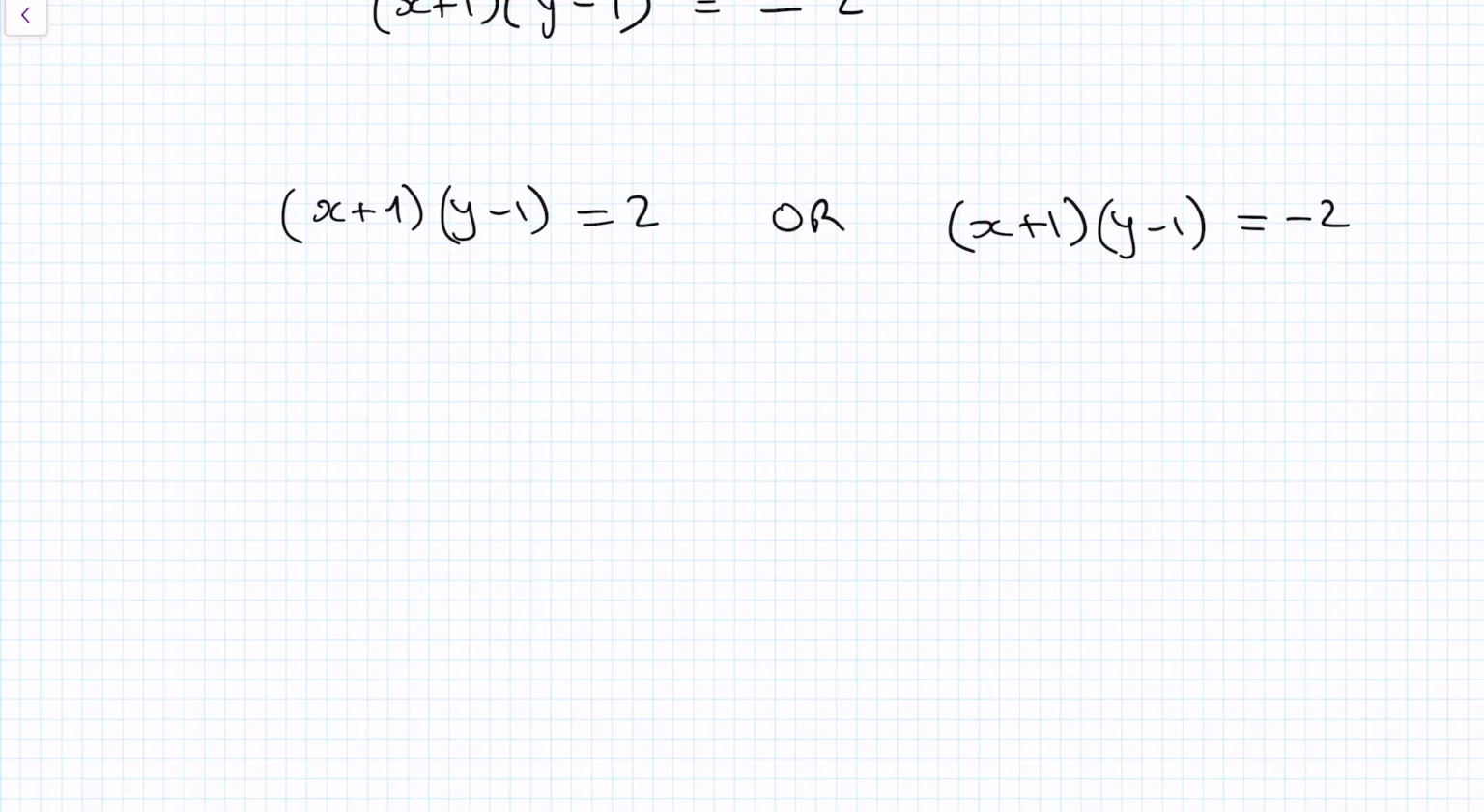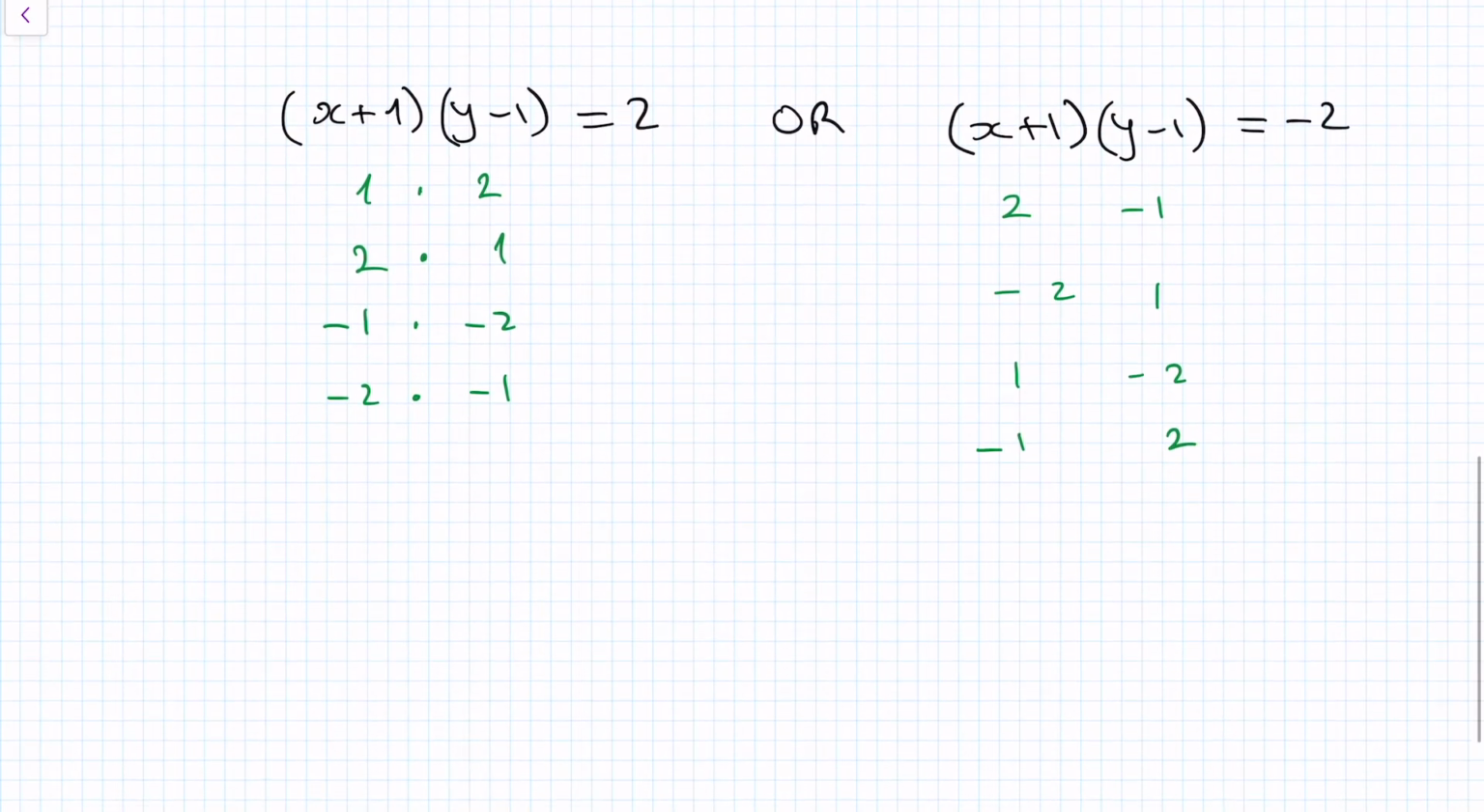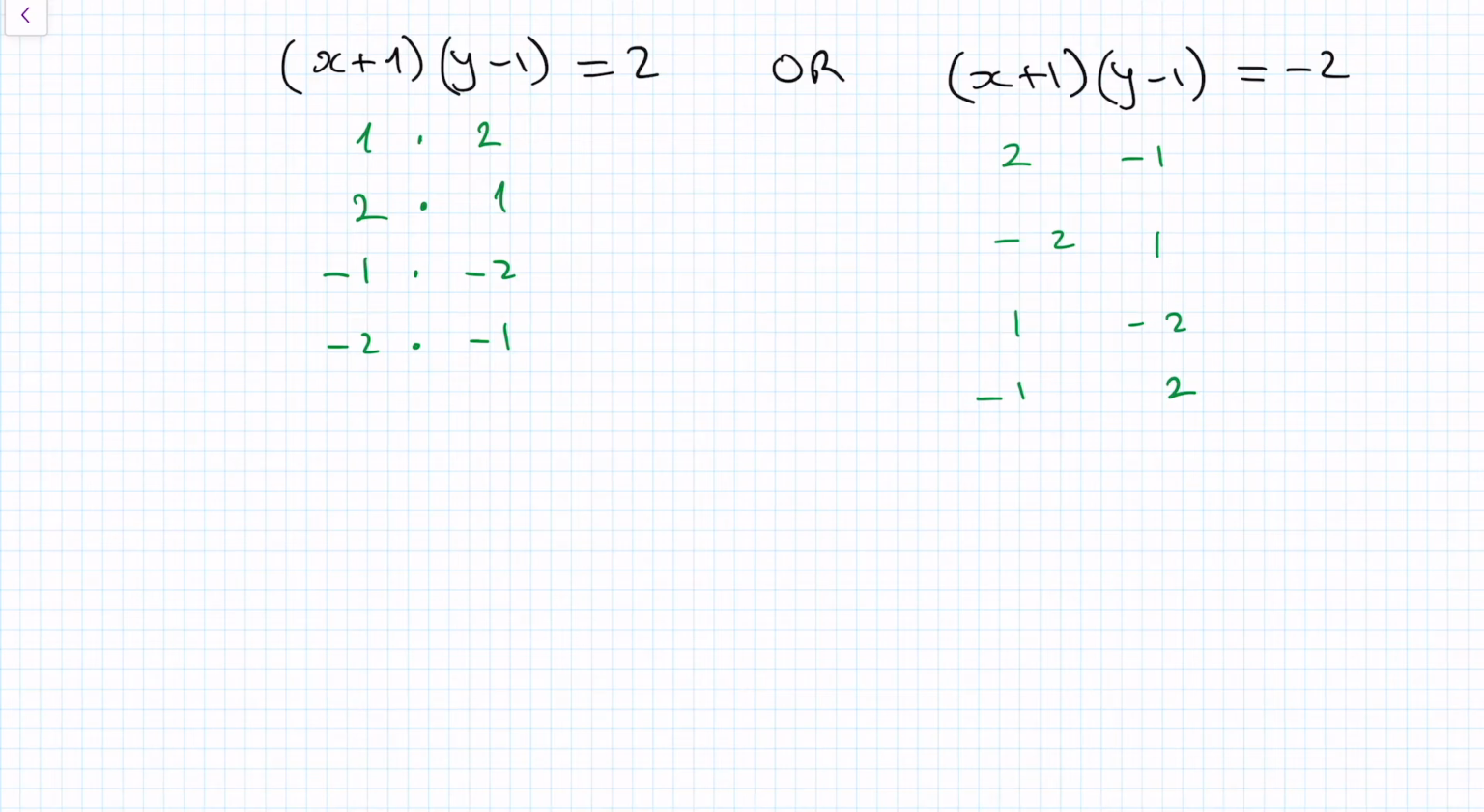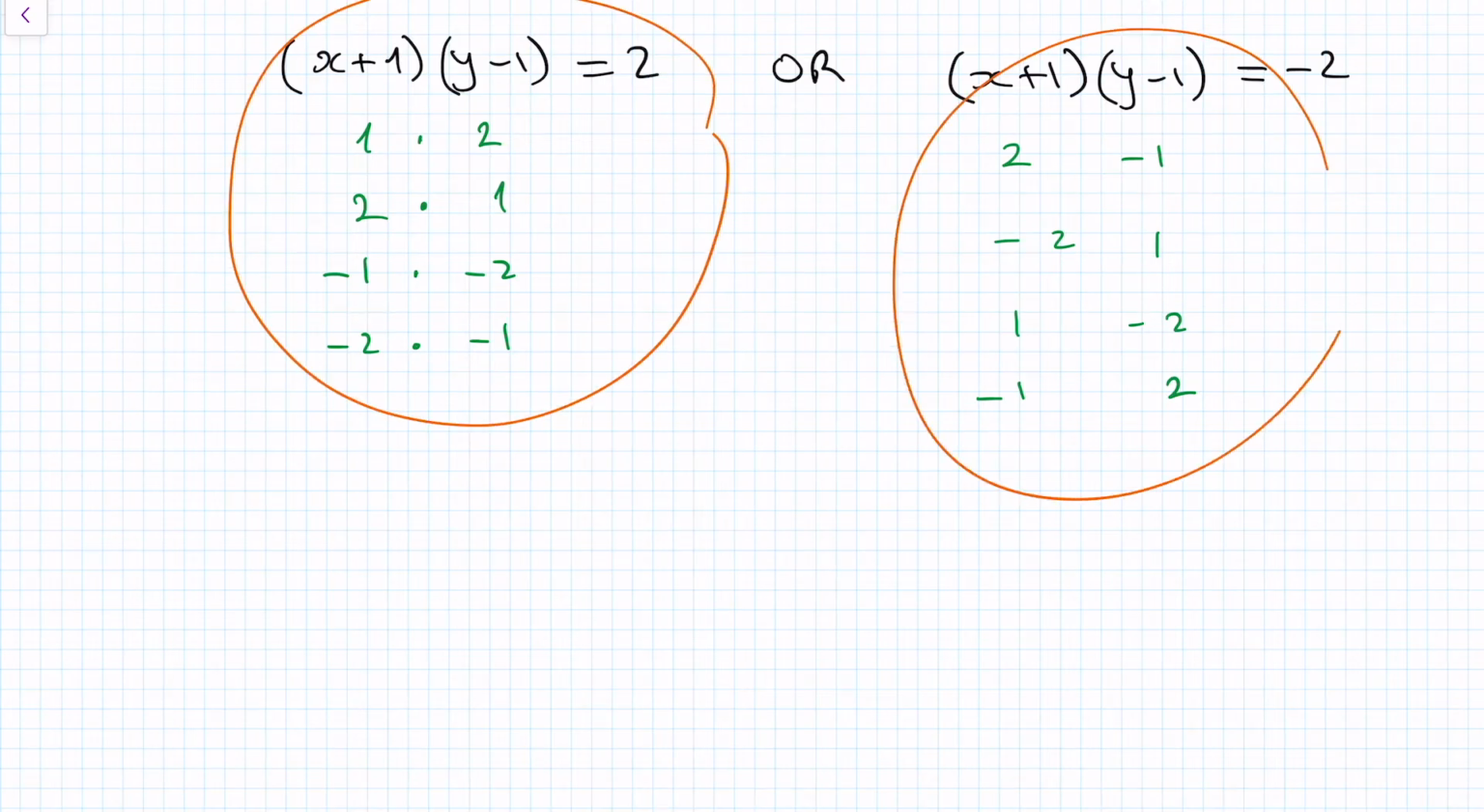Well, we know x and y are integers. That means x plus 1, y minus 1 must be an integer as well. So we must either have 1 times 2 or 2 times 1, minus 1 times minus 2, minus 2 times minus 1. So here we want minus 2. That means we can have 2, minus 1, minus 2, 1, 1, minus 2, minus 1, 2. Okay, so we have to consider all these possibilities. I'll consider this bit here, and I'll leave that to you.